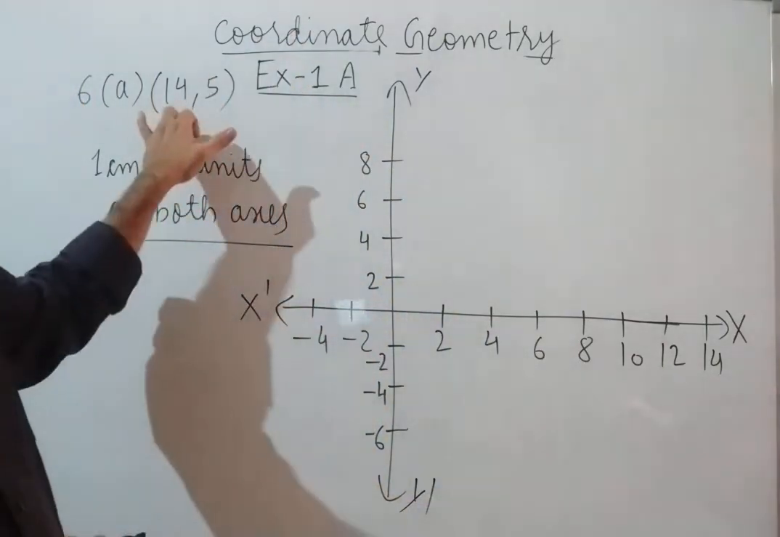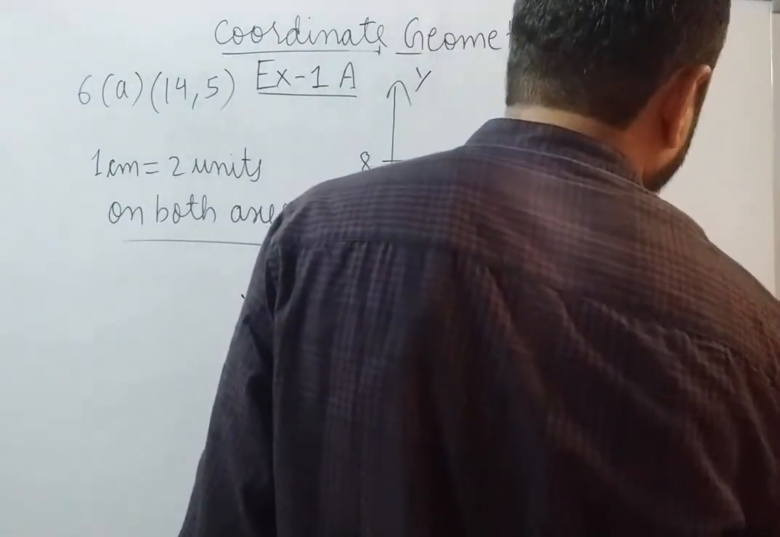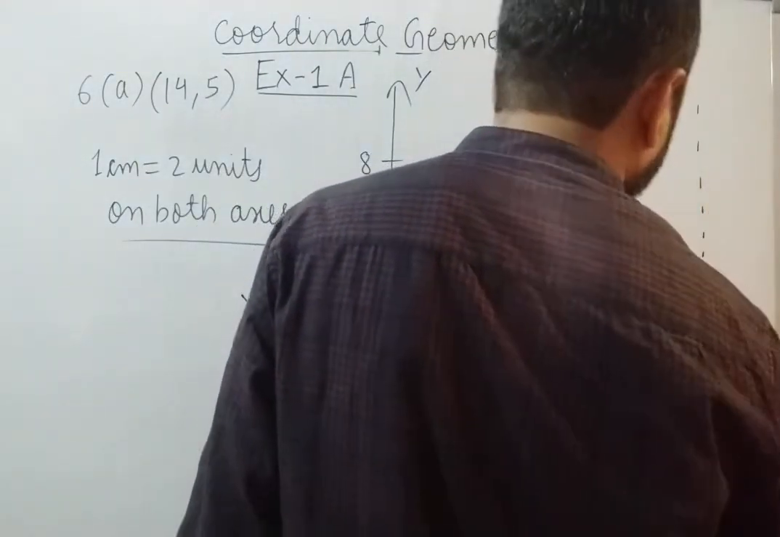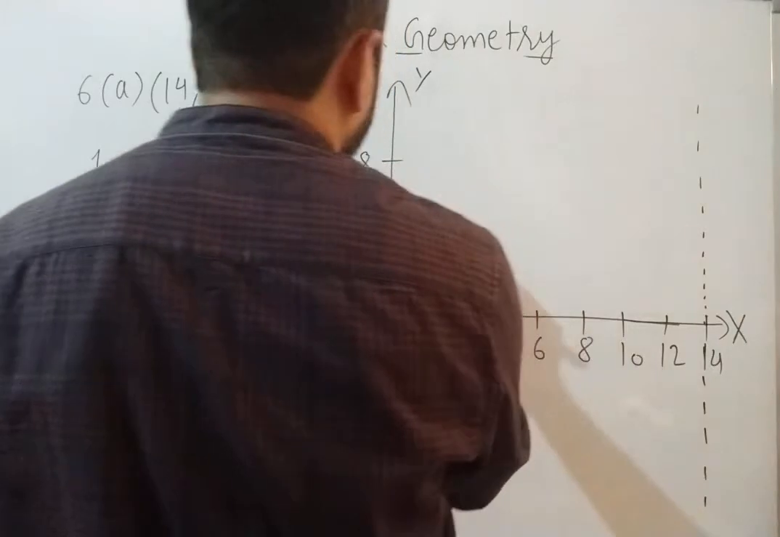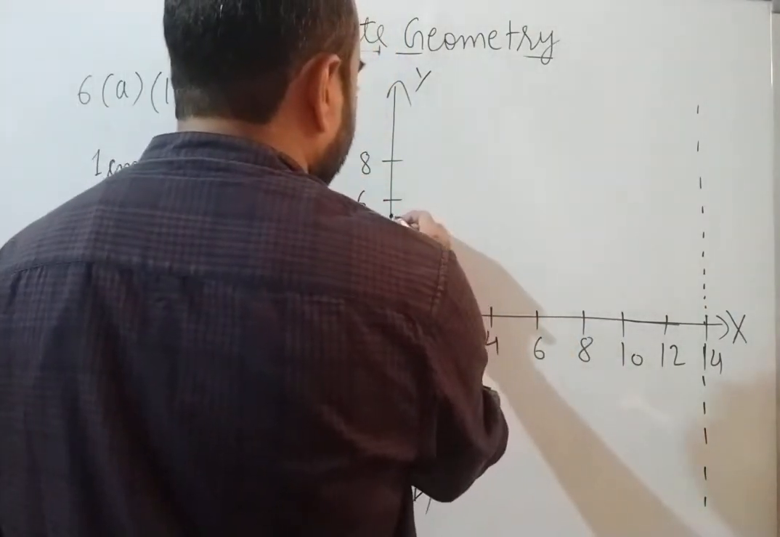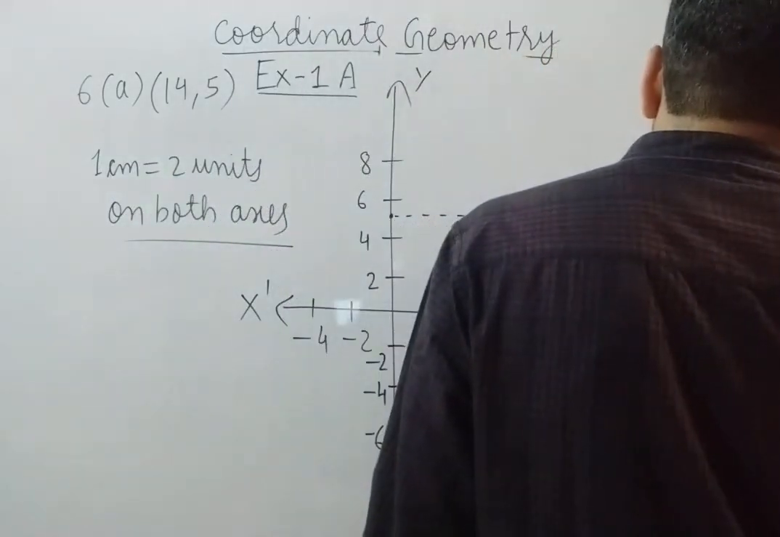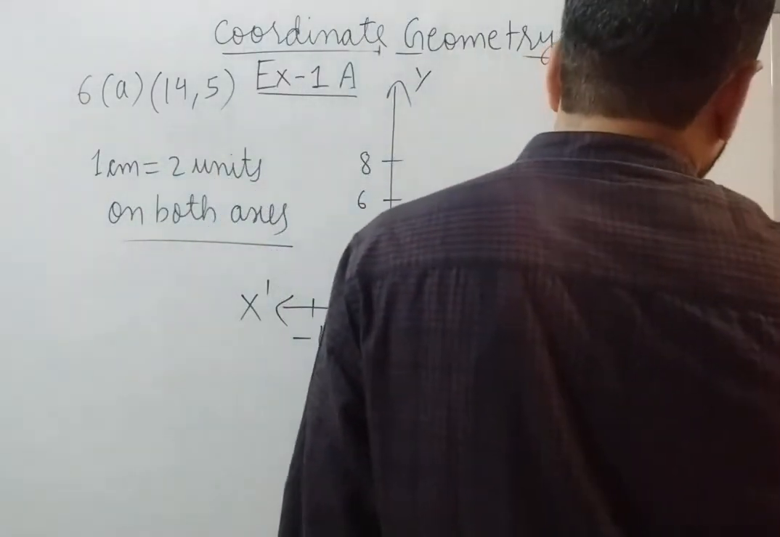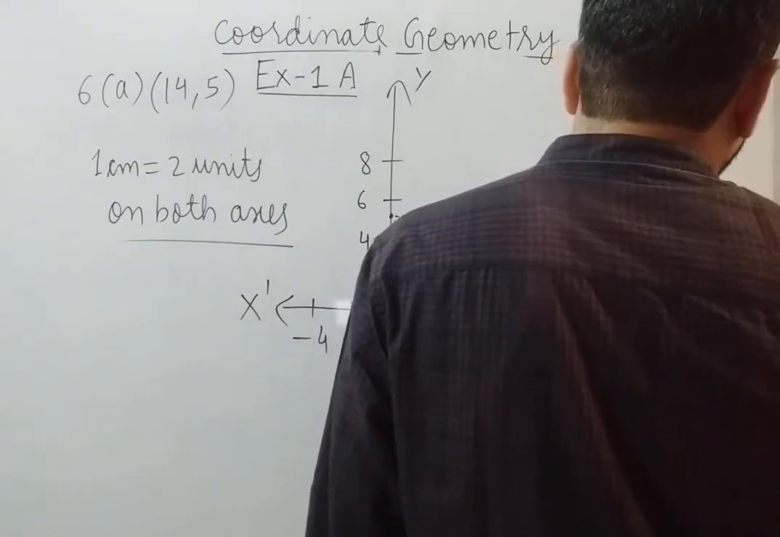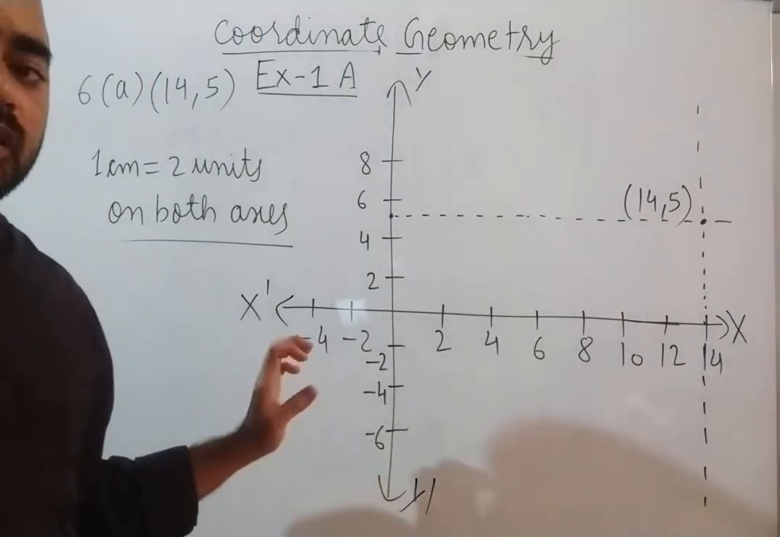Okay, we have to show 14, 5. It means 14 on the x-axis and 5 on the y-axis, where 5 means the mid value between 4 and 6. So this value is 14, 5. Correct? Here we have changed the scale.